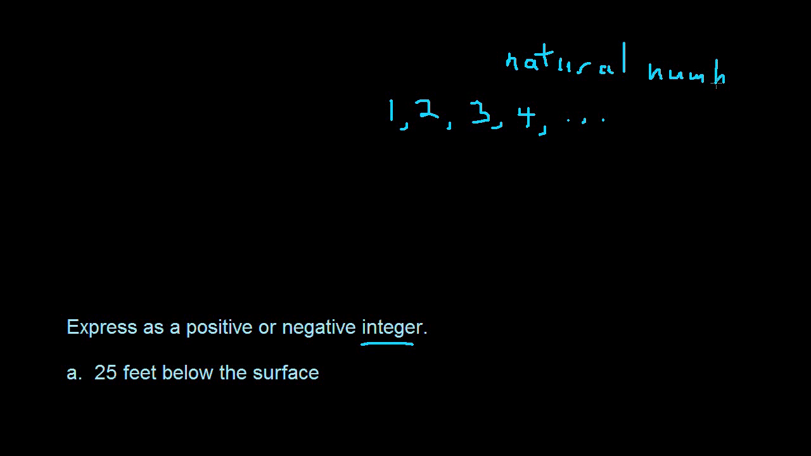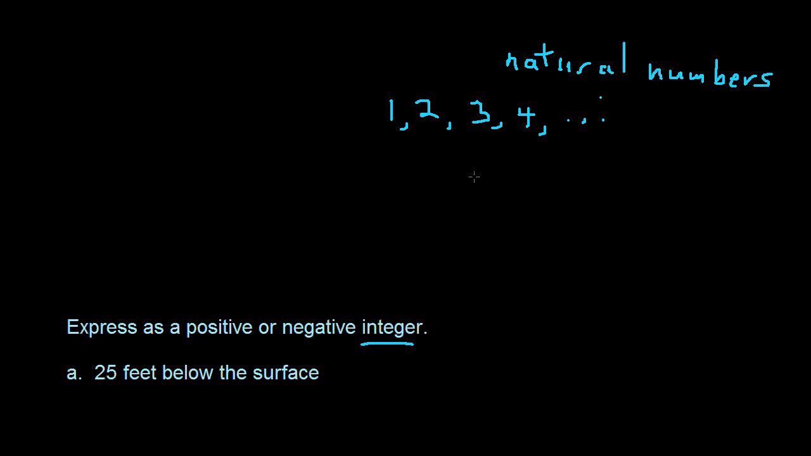And so our first problem says to express as a positive or negative integer. Well, we better first define what an integer is. Let's start with some counting numbers first. 1, 2, 3, 4, and we could keep counting up indefinitely. And these counting numbers have a name. They're called natural numbers. So the numbers that we use to count are called natural numbers.